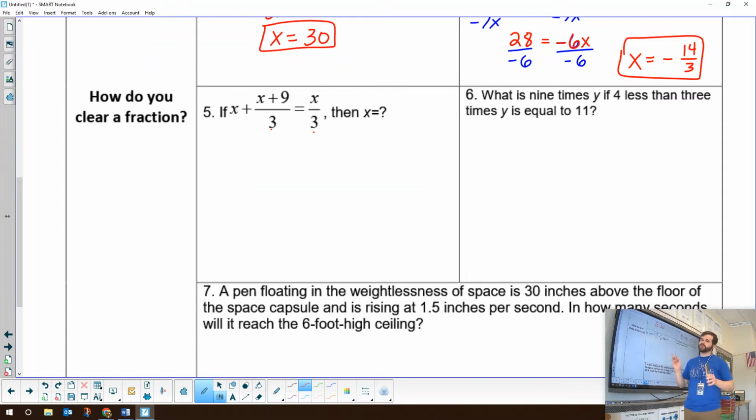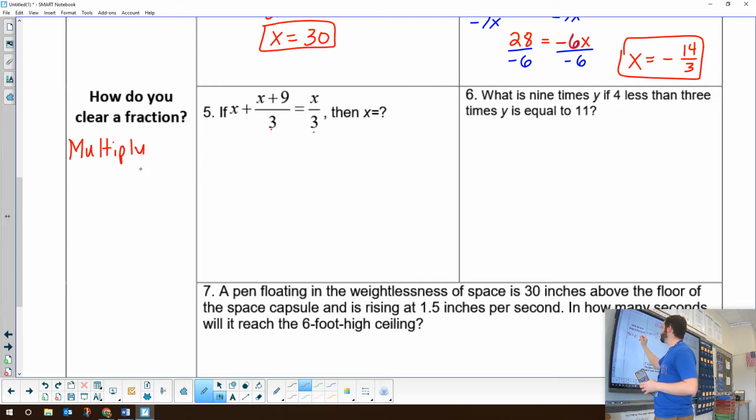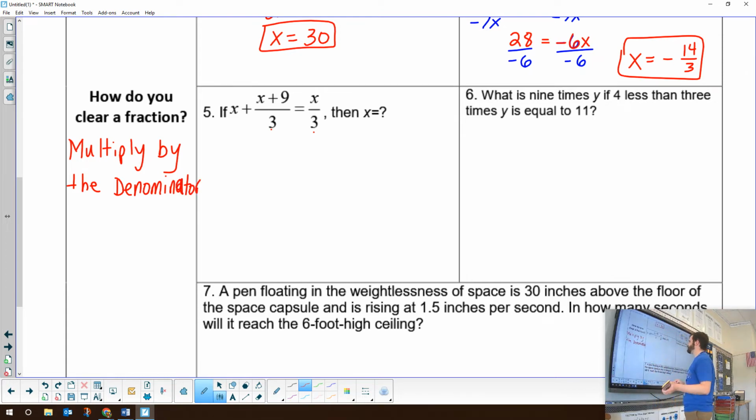So all I have to do is multiply everything by the denominator. How do you clear a fraction? You multiply everything by the denominator. Now remember, the denominator is just the thing that is on the bottom. Okay? So multiply everything by the denominator. So we're just going to multiply everything by 3.